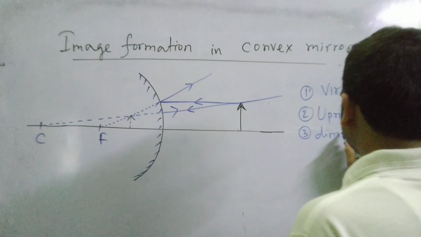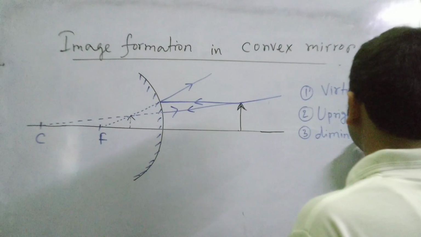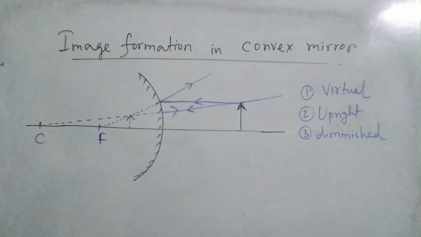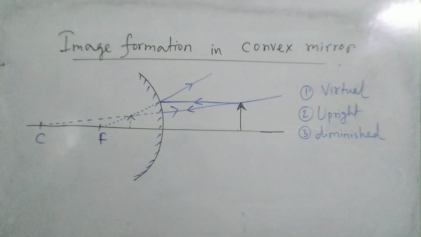You might be wondering, if we change the position of the object, should the image come out different? You can draw the ray diagram for various positions. You will see that the image has the same nature overall at all the places. So this is the diagram for image formation for a convex mirror.